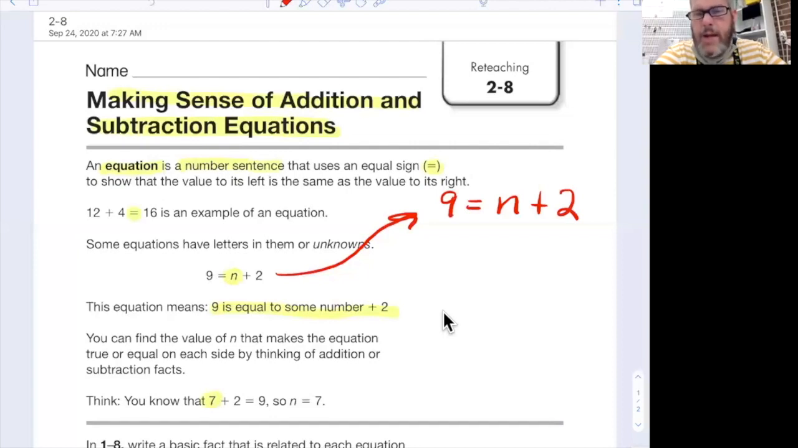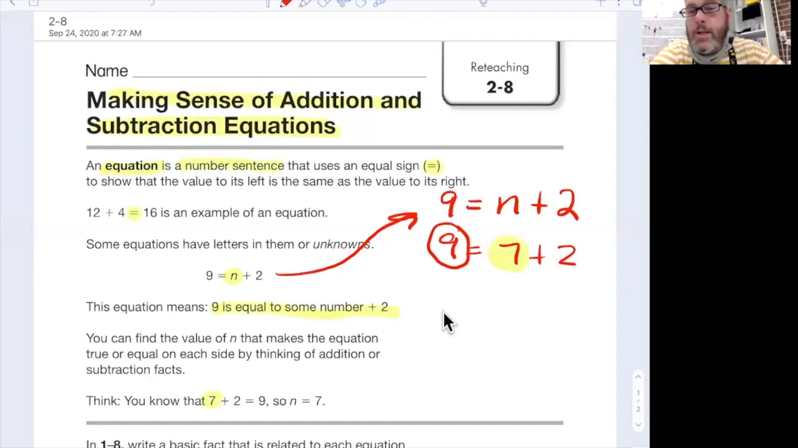They, on the page, showed you that 7 plus 2 equals 9. But how can I do it using subtraction? Go ahead and pause this video and see if you can figure out the same answer. You want to end up with 7, n is 7, using subtraction. All right, now that you're back, let's see if we can try it.